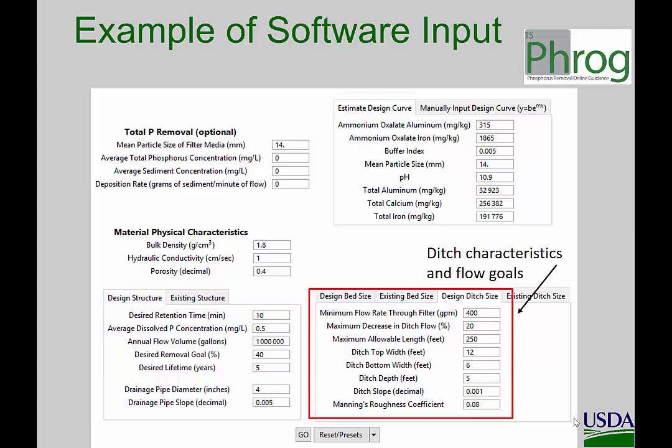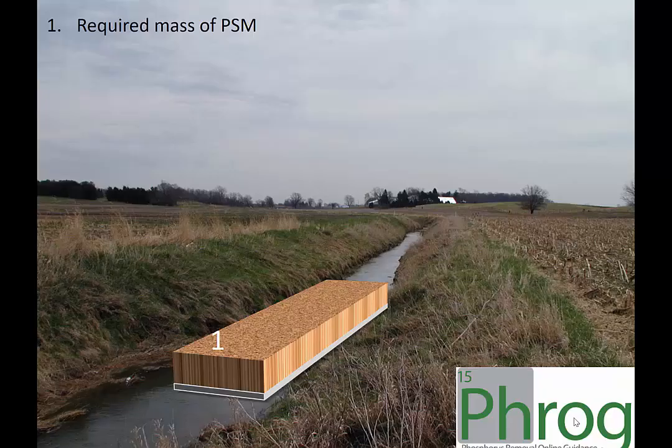We want it to be able to handle 400 gallons per minute, and we're only willing to give up 20% of the ditch flow capacity and give up a maximum of 250 feet length of ditch. The ditch is 12 feet wide at the top, 6 feet at the bottom, 5 feet deep. And the slope of the ditch is pretty much flat. For Manning's roughness coefficient, we're going to say this is a grass ditch. So we put in our appropriate Manning's coefficient, and we get our output.